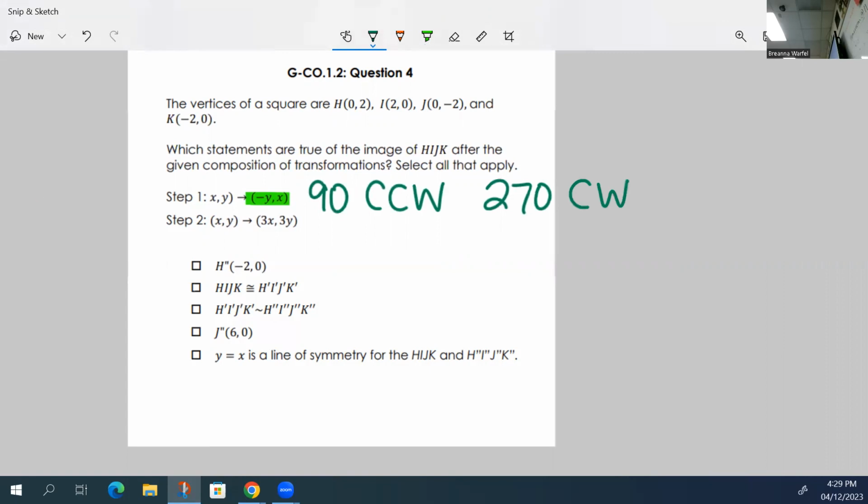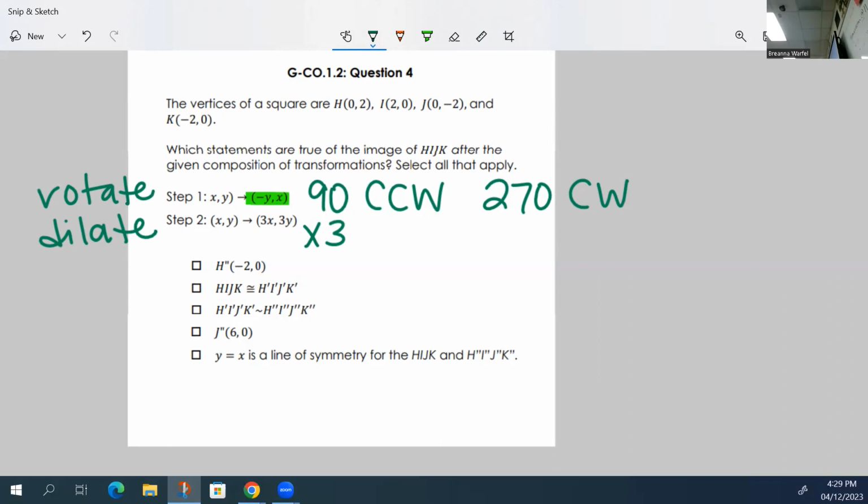Okay, so the first thing you're going to do is rotate. Then if you look here, this is 3 times X and 3 times Y. The only time that we get things bigger is through a dilation. So then you're going to dilate times 3. So you're spinning it and then you're making it bigger. And so it's asking you which of these are true.